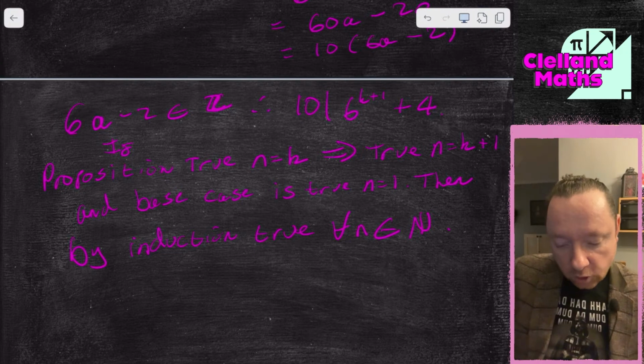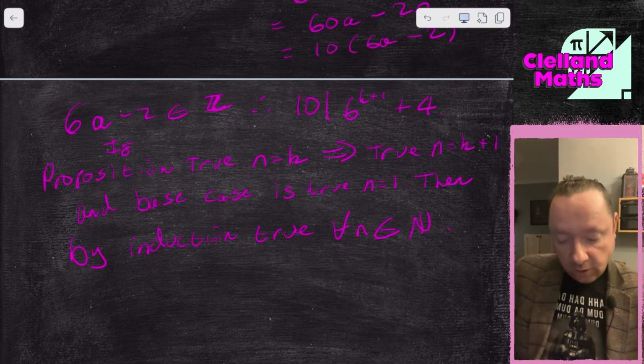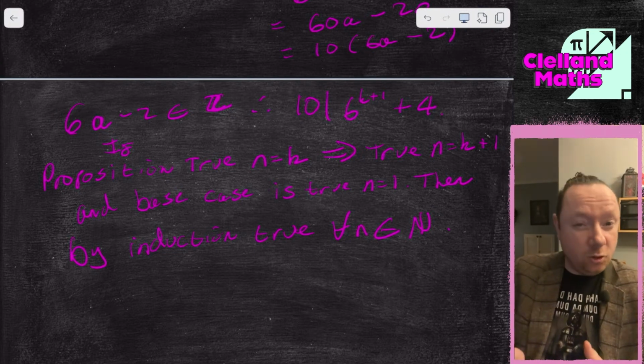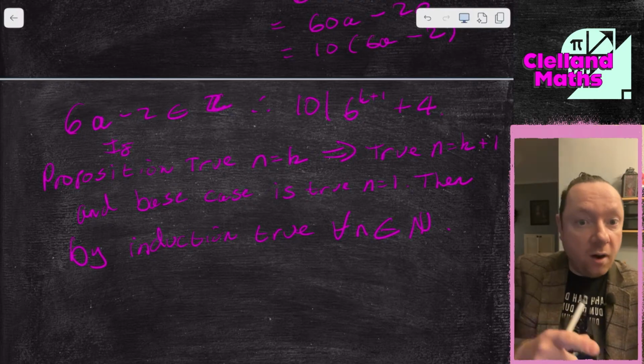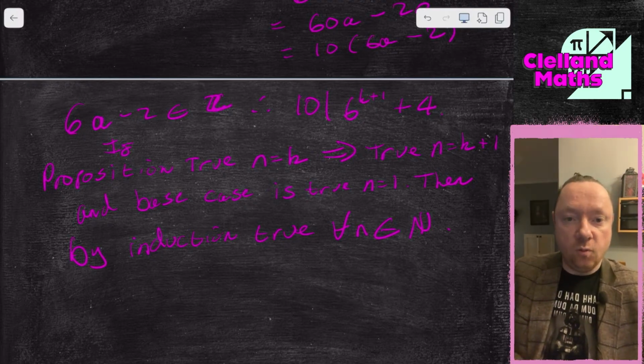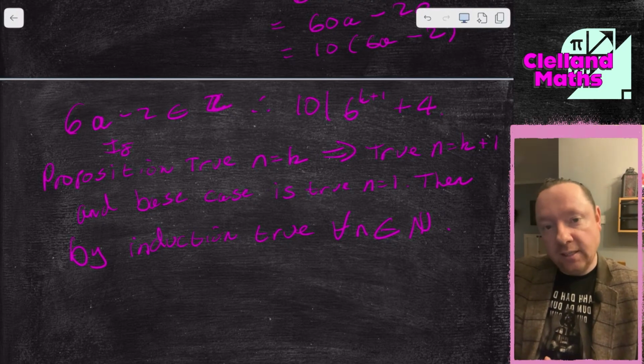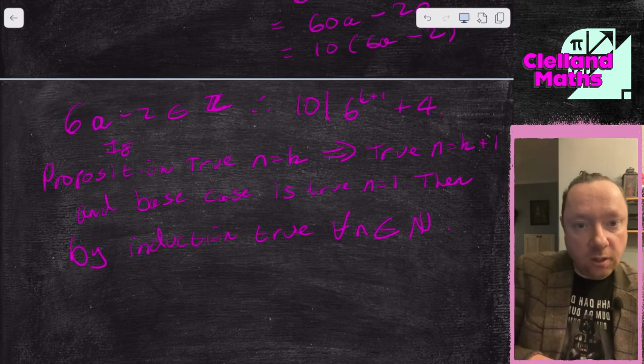And we're done there. Now watch out, you do need to write your statement. You need to say if the statement is true for some n equal to k, it implies that it's true for n equal to k plus 1, and we'll prove the base statement, then by induction, it's true for all n.